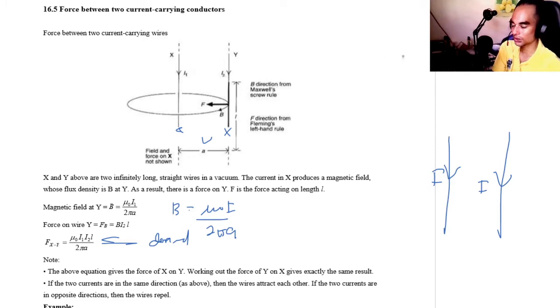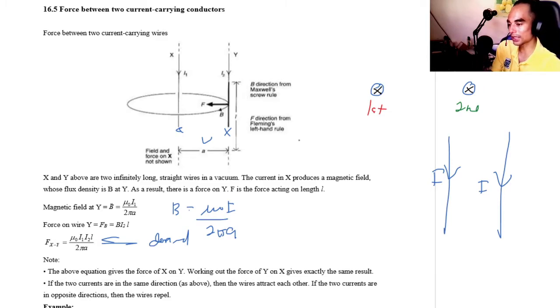Okay, so let's check back with our theory. So this is the first conductor, and this is the second conductor over here. The first conductor produces a magnetic field. We assume the current is going towards the screen. So current going in, and this one also current going in. So the first current conductor is pointing in.